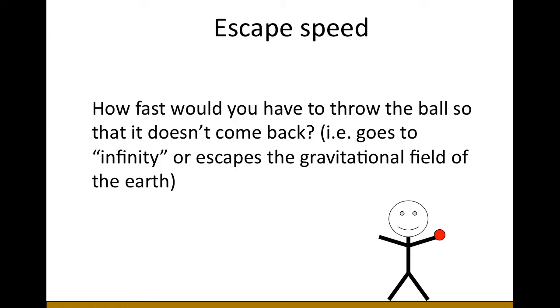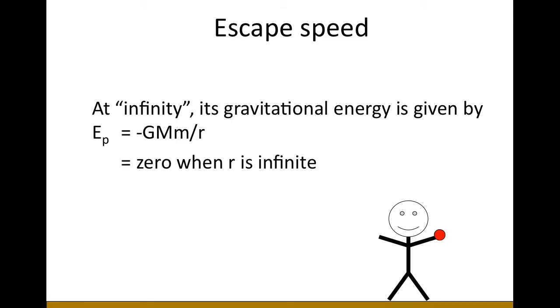This requires you to go to infinity, or to escape the gravitational field of the Earth, in order to have the ball completely escape. At infinity, remember that the gravitational energy is given by this equation here, which is E sub p equaling negative G, the gravitational constant, times the mass of the first object times the mass of the second object, divided by the radius between the two objects. And this is where the gravitational energy is equal to 0 when r is infinite.